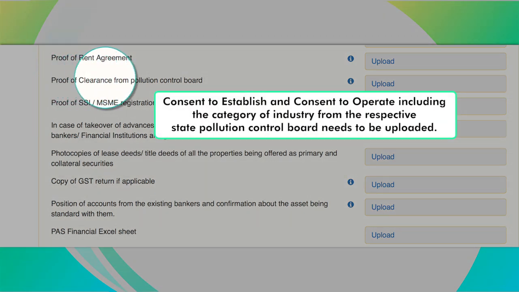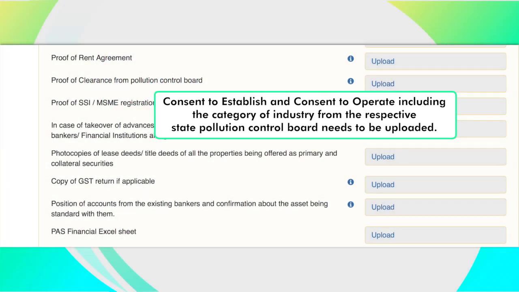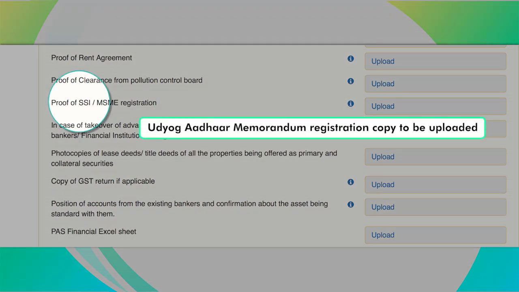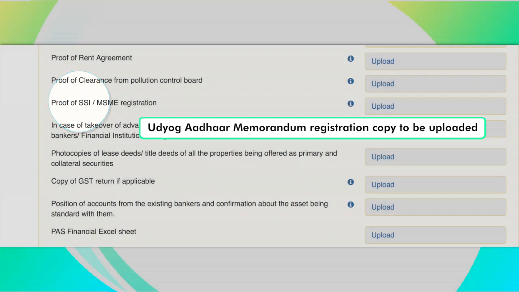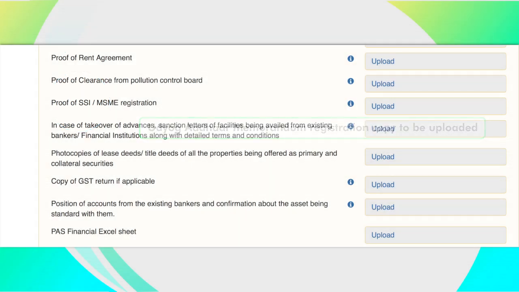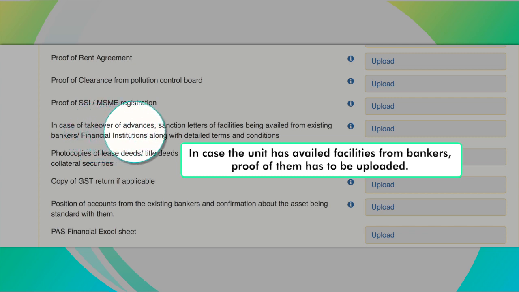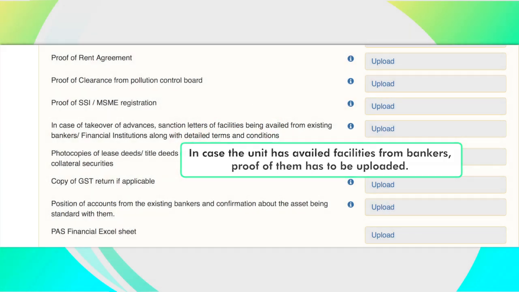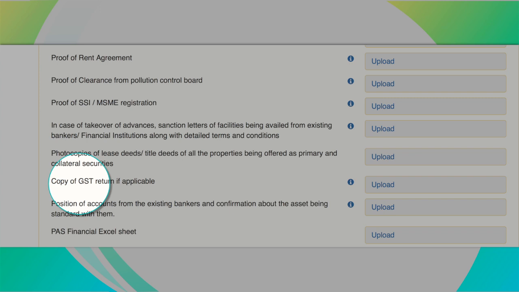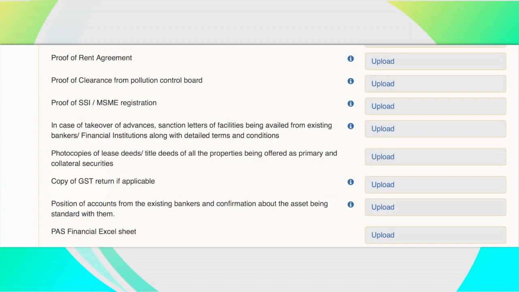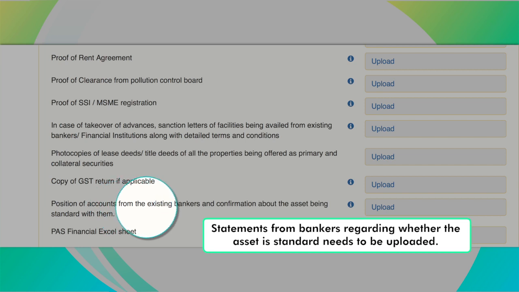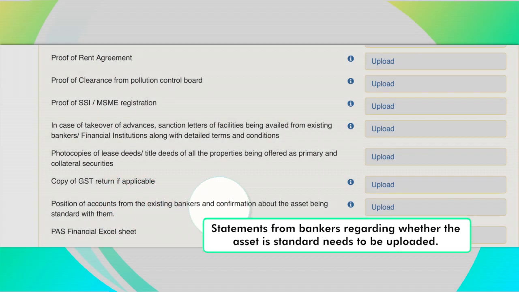Proof of clearance from Pollution Control Board. Consent to establish and consent to operate, including the category of industry, from the respective State Pollution Control Board needs to be uploaded. Proof of MSME registration. Udyamimitra Memorandum Registration copy to be uploaded. In case the unit has availed facilities from bankers, proof of them has to be uploaded. Copy of GST return needs to be uploaded. Statements from bankers regarding whether the asset is standard needs to be uploaded.